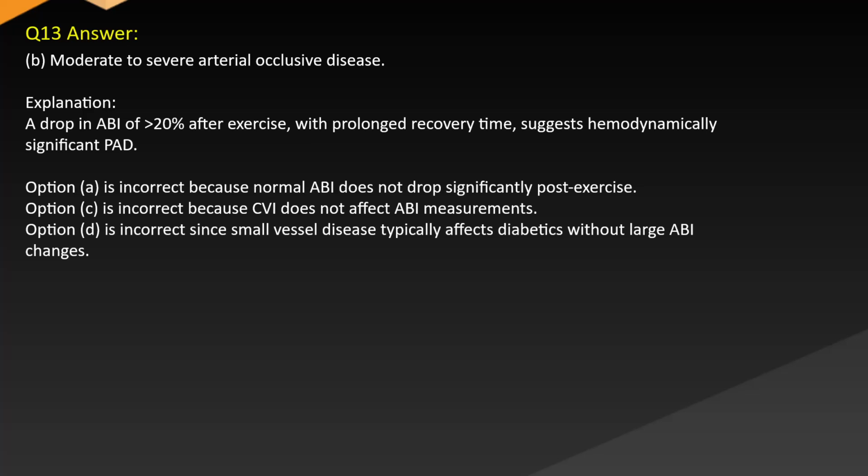Answer B. Moderate to severe arterial occlusive disease. Explanation. A drop in ABI of 20% after exercise with prolonged recovery time suggests hemodynamically significant PAD. Option A is incorrect because normal ABI does not drop significantly post-exercise. Option C is incorrect because CVI does not affect ABI measurements. Option D is incorrect since small vessel disease typically affects diabetics without large ABI changes.